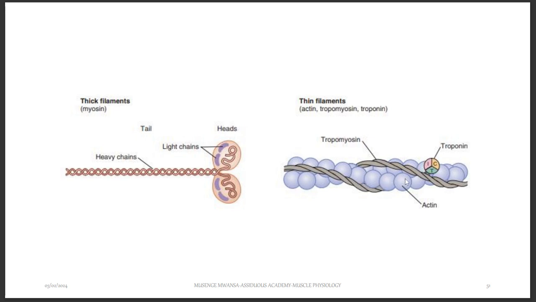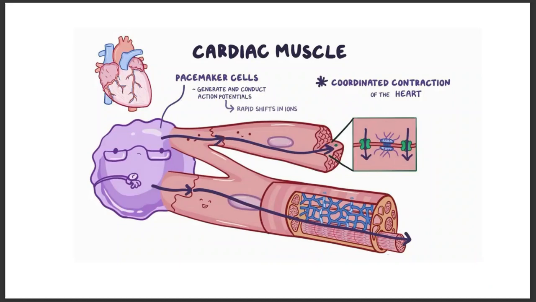The actin here is actually F-actin. Each one of these circles you can see is a G-actin. Tropomyosin is the one moving along the groove to cover the active site. And then the troponin, you can see C, I, and T. Okay.